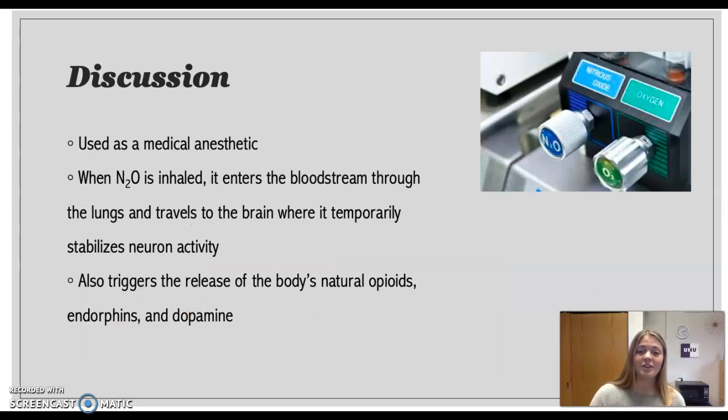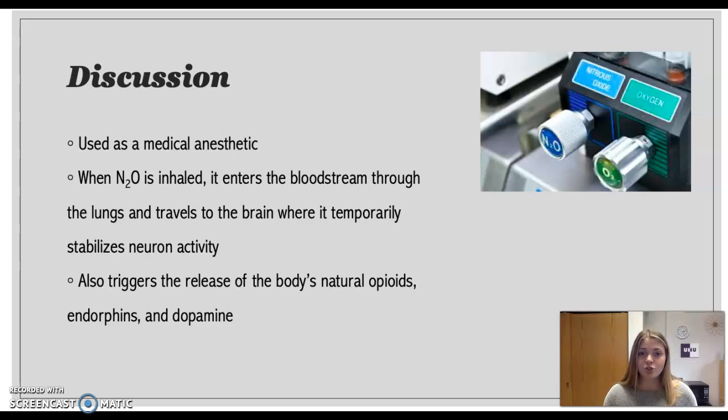Now, onto the laughing gas part of nitrous oxide. Nitrous oxide is used as a medical anesthetic, usually in dental surgery. When nitrous oxide is inhaled, it enters the bloodstream through the lungs and travels to the brain where it temporarily stabilizes neuron activity. But very rarely is nitrous oxide used alone. Usually it's mixed with oxygen, which is why in the picture on the right you can see a mixing dial of nitrous oxide and oxygen.